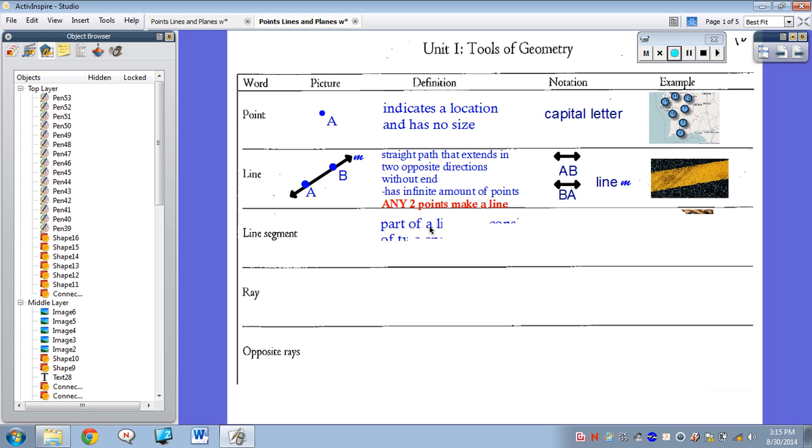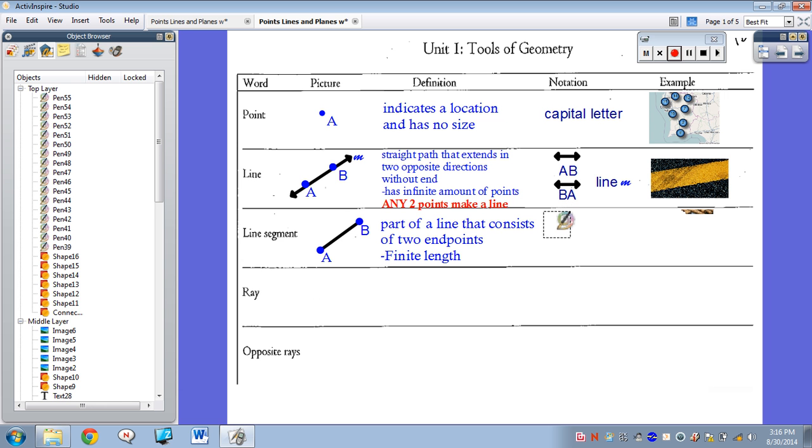Alright, a line segment is a part of a line that consists of 2 endpoints, and it has a finite length. So when we take a look at the picture, it's a part of a line. Here's the line AB up here. The part of that line is this part between A and B, and it has 2 endpoints. A is one endpoint and B is the other endpoint. So it doesn't keep going past B and it doesn't keep going past A.